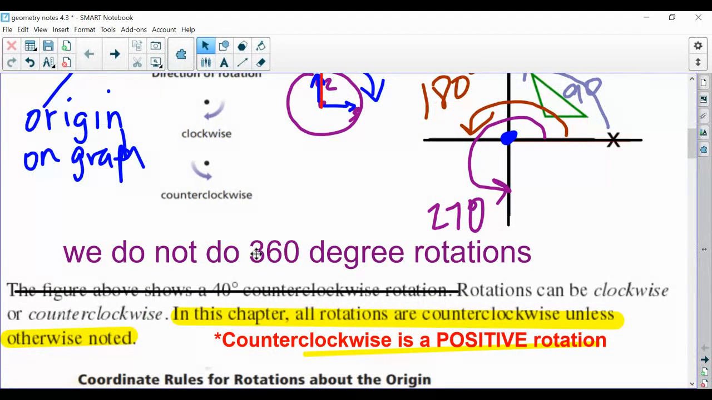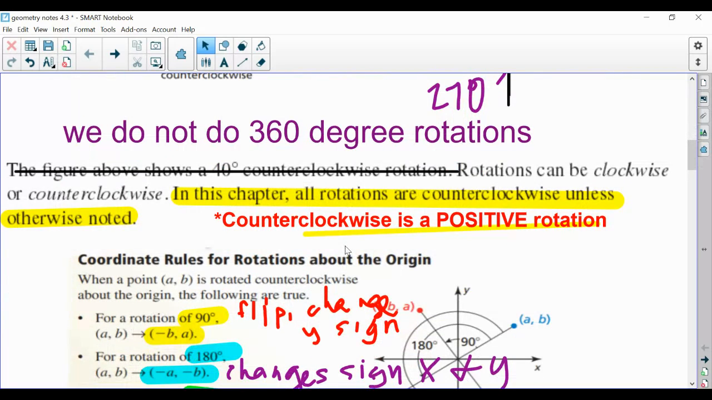We do not do 360 degrees. A 360 degree rotation does not count as a rotation, because 360 degrees simply means that the object turned around and back to its original position. And counterclockwise is in the positive direction. So that's a positive rotation.